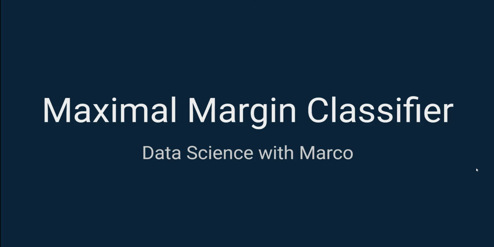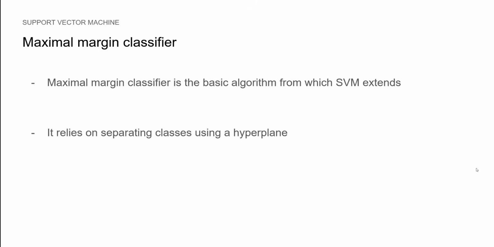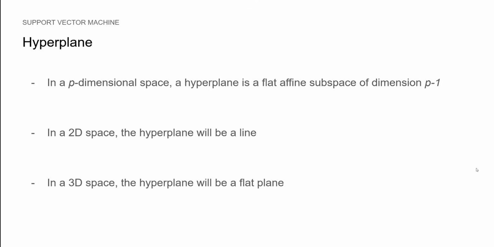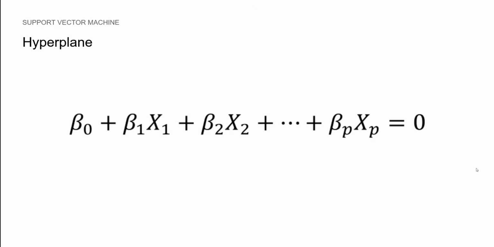To understand SVM, we must first understand the maximum margin classifier. Like I said, the maximum margin classifier is the basic algorithm from which SVM extends. It relies on separating different classes using a hyperplane. In a p-dimensional space, a hyperplane is defined as a flat affine subspace of dimension p-1. Therefore, in a 2D space, the hyperplane will be a line, and in a 3D space, the hyperplane will be a flat plane. The equation for a hyperplane is defined like this, where p is the number of dimensions.